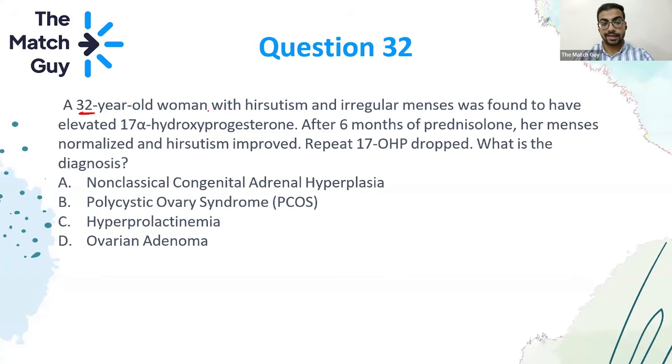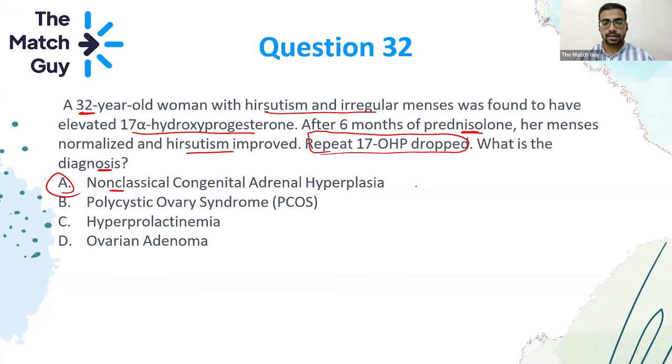Okay, this is a related question. A 32-year-old woman with hirsutism and irregular menses was found to have elevated 17 alpha hydroxyprogesterone. After 6 months of prednisolone, her menses normalized and her hirsutism improved. Repeat 17 hydroxyprogesterone dropped. What is the diagnosis? So the difference between this condition and the previous one is just one word. Yes, yes, you guys are getting it. Okay, so it is the non-classic congenital adrenal hyperplasia.